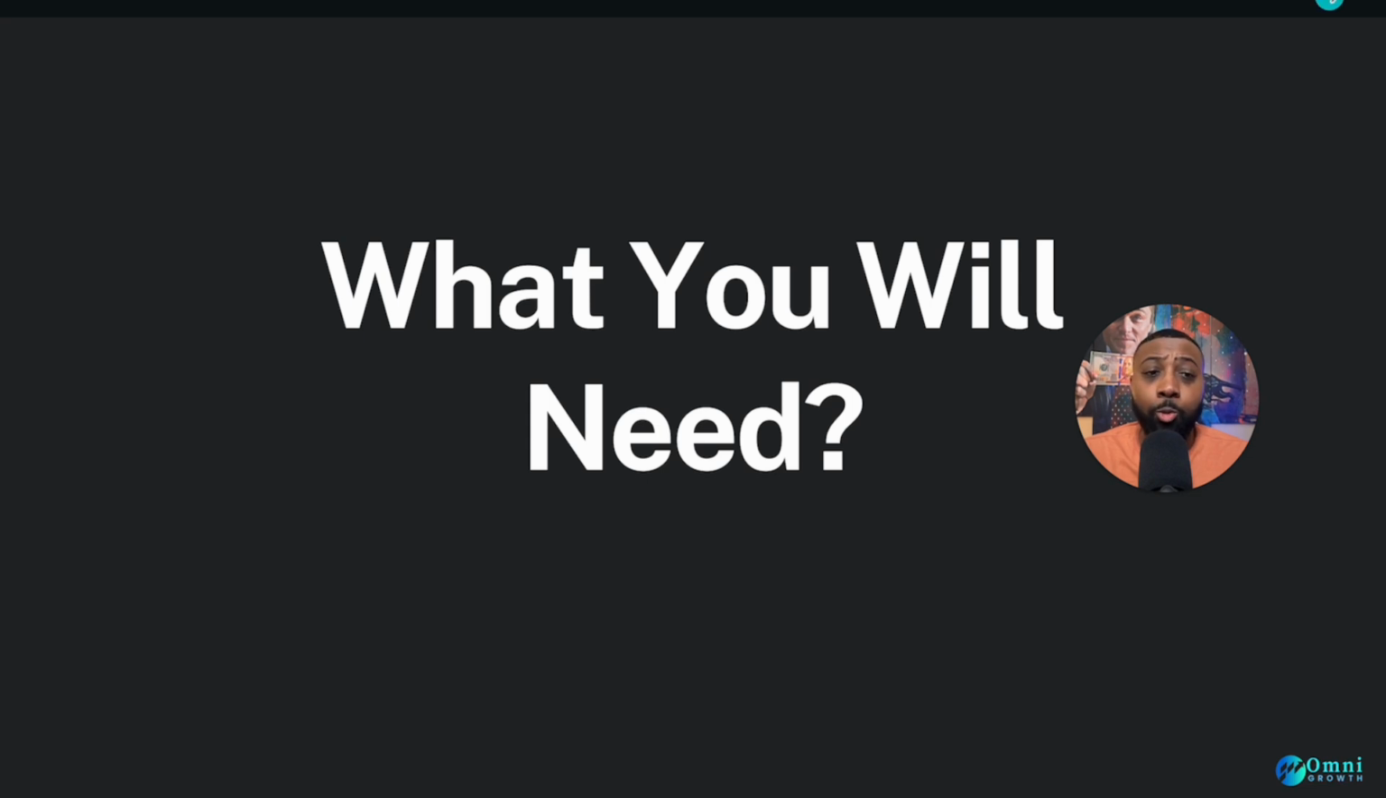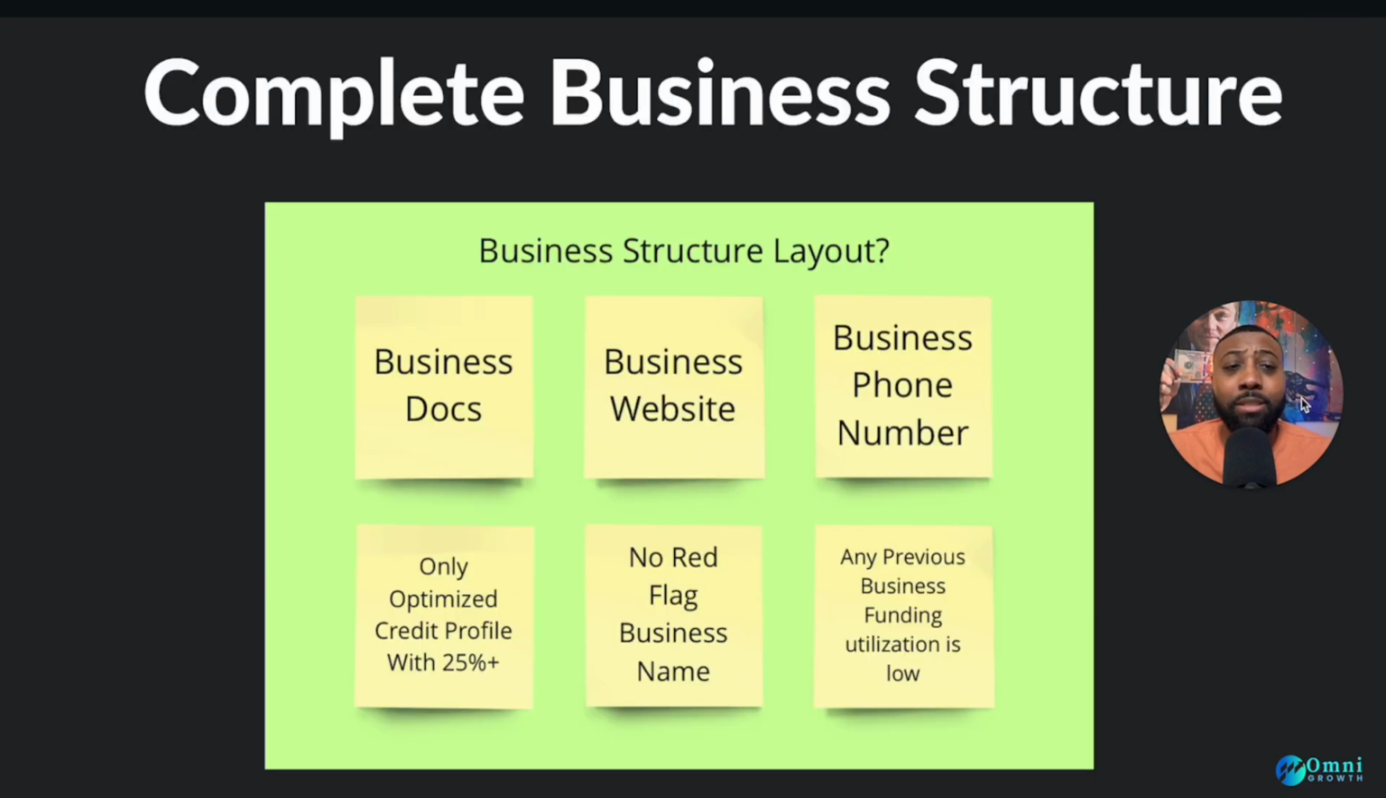What will you need to actually be able to effectively credit stack and fund your business? So this is a complete business structure cheat sheet. Okay, so the first thing we have here is business docs. That means your articles of organization. That means your official EIN letter that you got from the IRS. All those things, operating agreement as well. Some banks ask for that. You're going to need to have that in place.